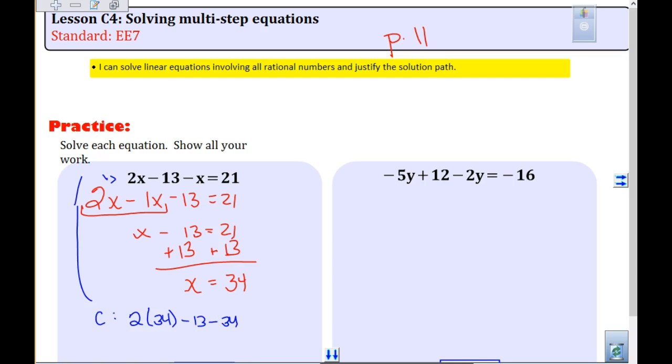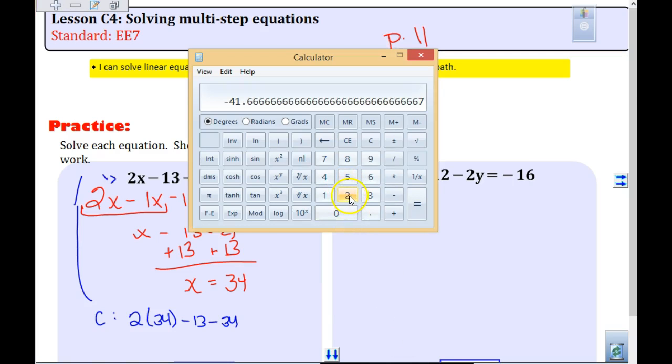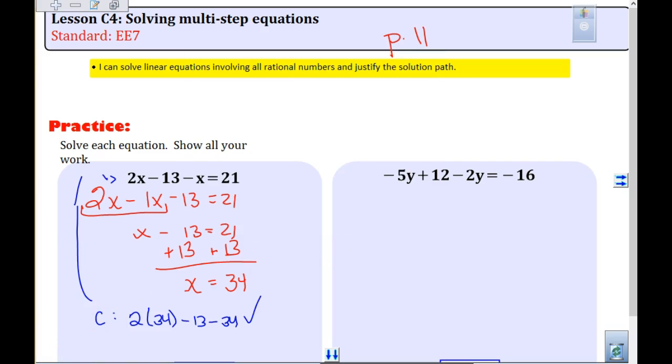Okay. Put this in your calculator, please. If you didn't grab a calculator, grab one. 2 times 34 minus 13 minus 34 is what we are checking. I'm writing right here. Copy that. Good. So now you can write on this one.